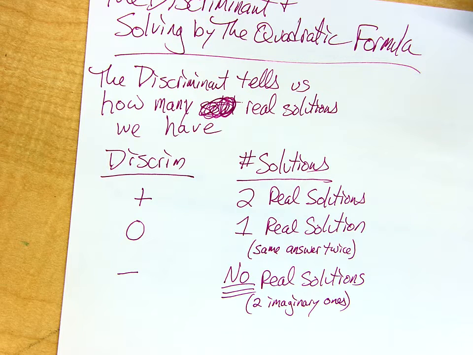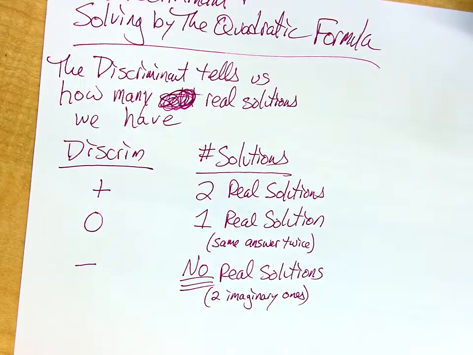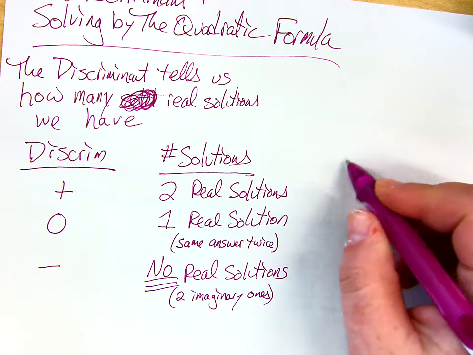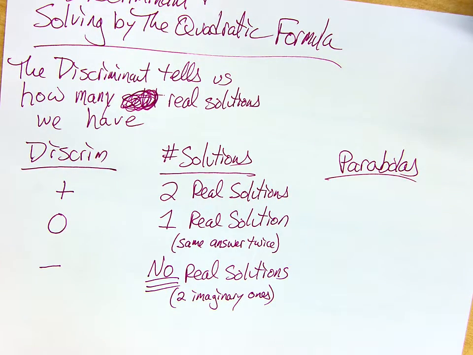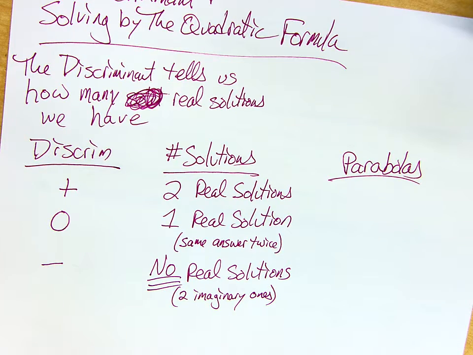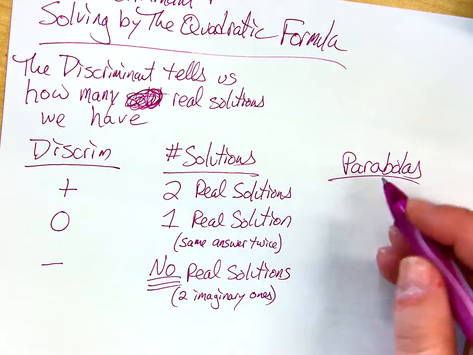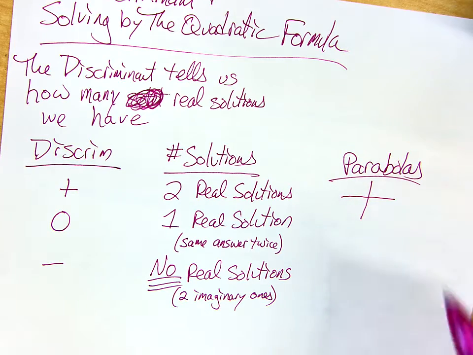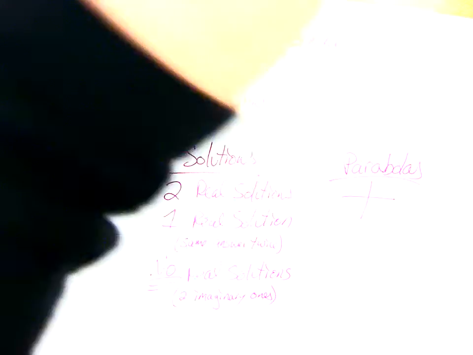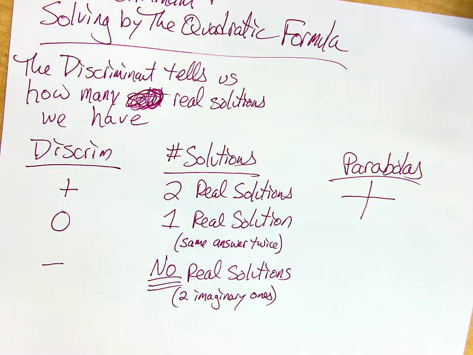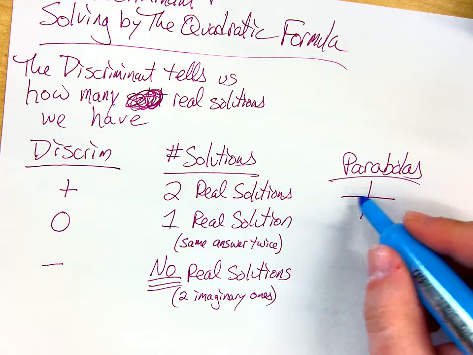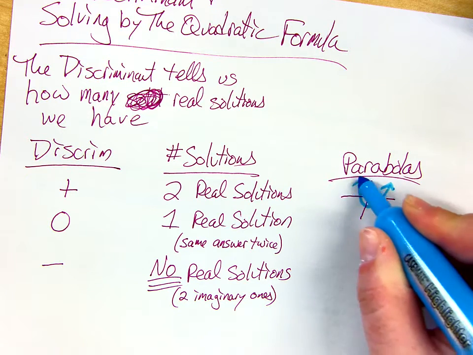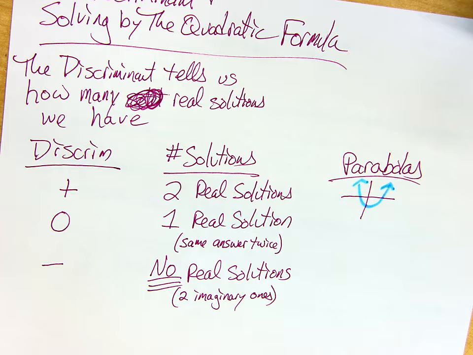Now, what does all this mean as far as the graph is concerned? So remember, all of your quadratics, when you graph them, you make a parabola. So if you have two real solutions, what does that mean as far as the graph of the parabola? What would you be looking at? In this scenario, you're going to have a parabola that crosses the x-axis 2 times. Would look something like that.